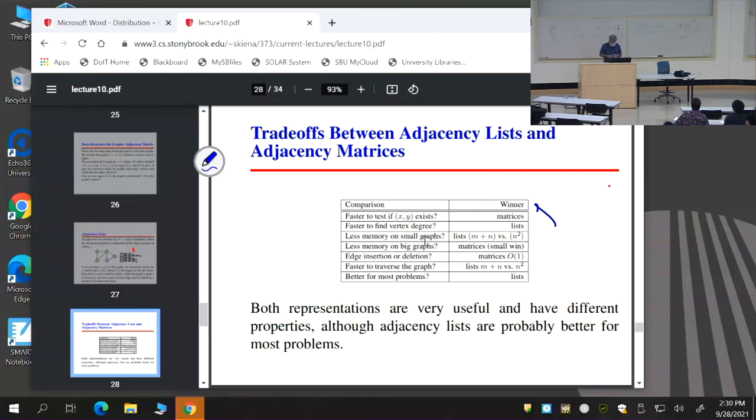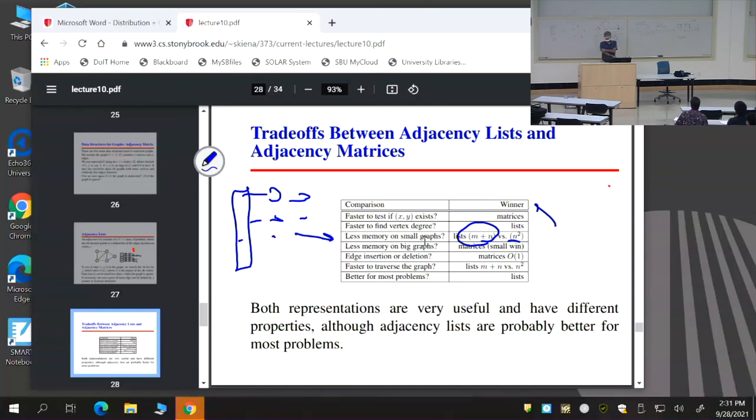Which uses less memory on small graphs, on sparse graphs? An adjacency list uses order n plus m space: the number of edges plus the number of vertices. The number of vertices was that array. Each edge appeared as 2 elements on the linked list, so the total number of elements is 2 times m. This is a big win compared to n squared, if the graph is sparse. If the graph is dense, it's about the same.